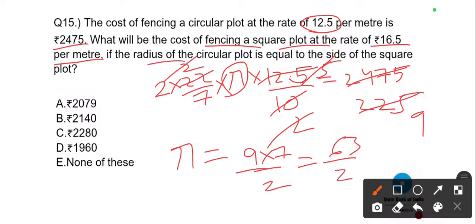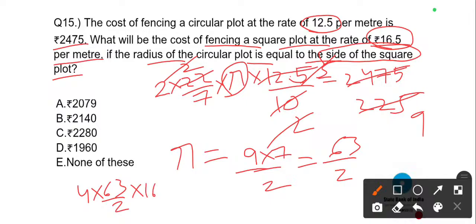Now it says that if the radius of the circular plot is equal to the side of a square, and we need to multiply it with 16.5. So 4 into 63 by 2 is the perimeter of a square. For rupees 16.5, we need to find the value of this one. 2 times 2 into 16.5, which will be 33.